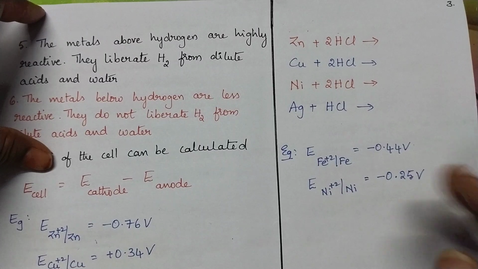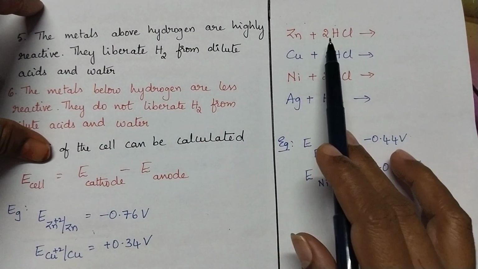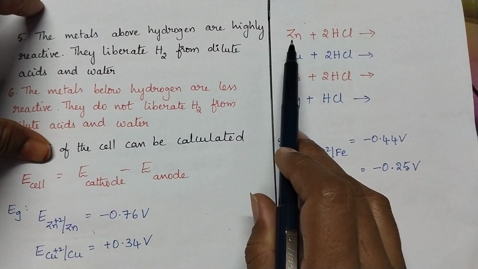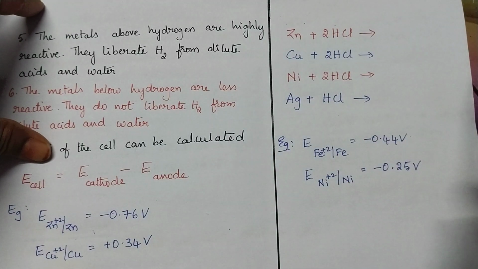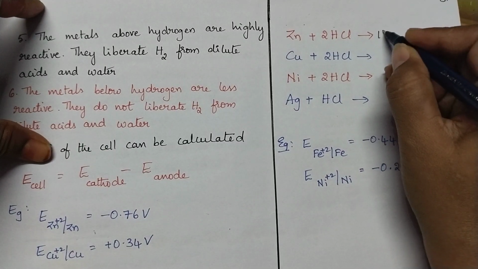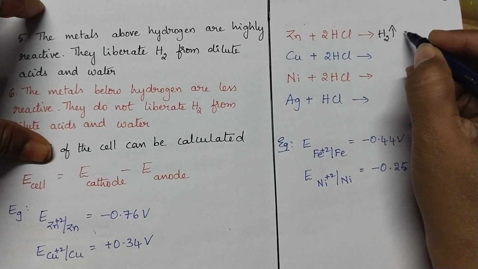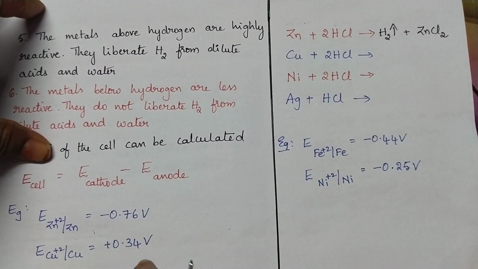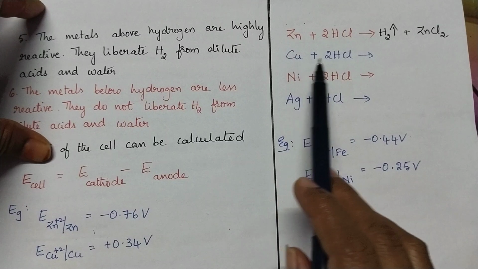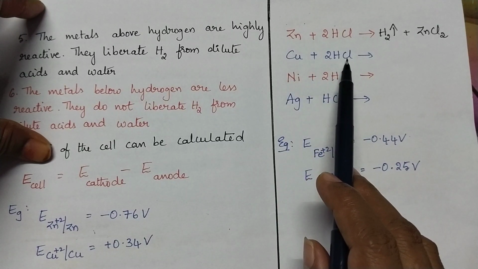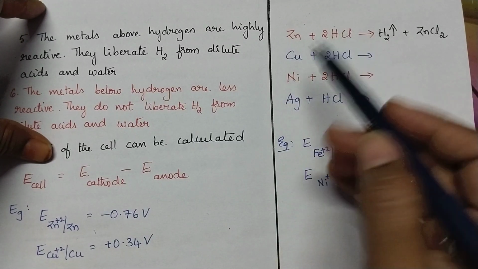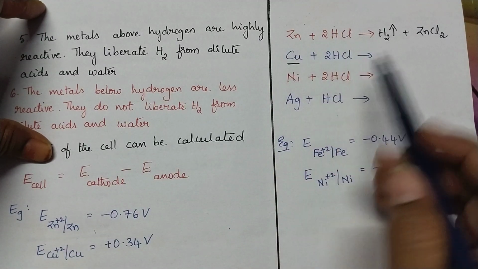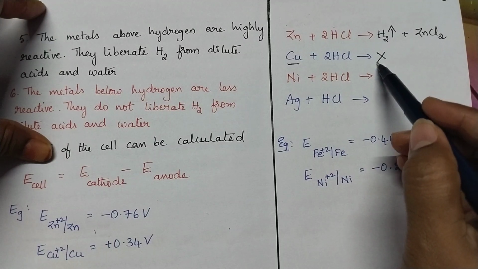For example, whenever zinc is treated with HCl, what happens? Definitely, zinc is an active metal, so it readily liberates hydrogen gas from the acid. Whereas if copper is treated with HCl, then guess what happens? Copper is present below the hydrogen and it is less reactive. There will be no reaction.